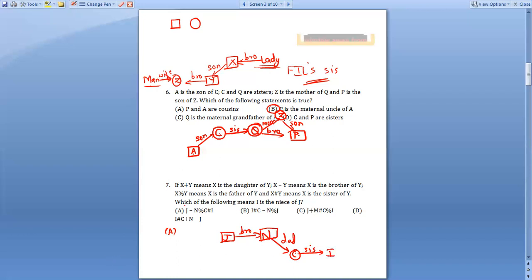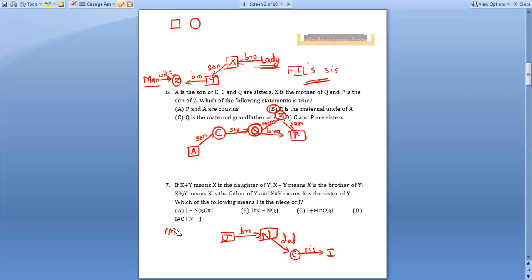Now we have to check which of the given options means I is the niece of J. May or may not. I can be niece or I can be nephew. So we don't know, because we don't know the gender of I here. So we cannot conclude that it's option A.